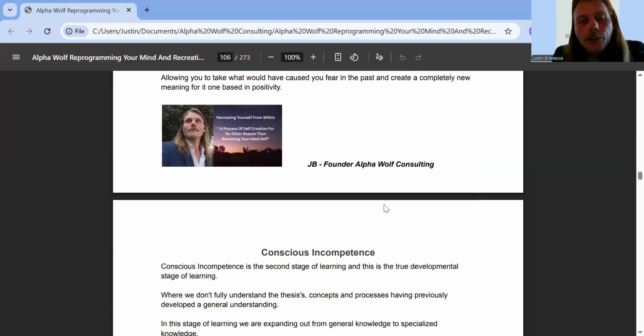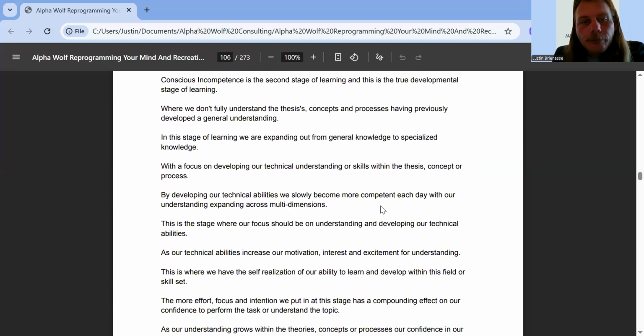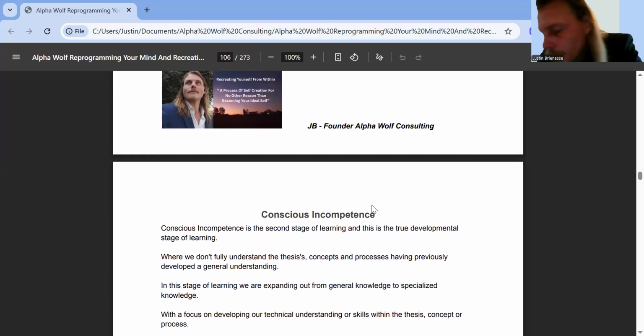And then the next stage is conscious incompetency. In unconscious incompetency, we don't know what constitutes the understanding that we are trying to learn. Now we move to the next part, where I don't really understand what it is or how to do it, but I understand what direction I need to go in to get what I need, or to understand what I need.